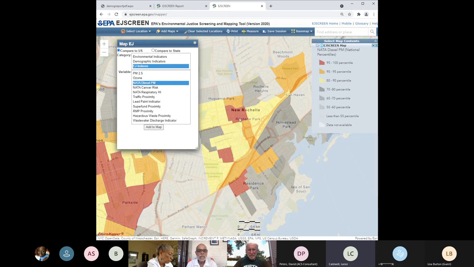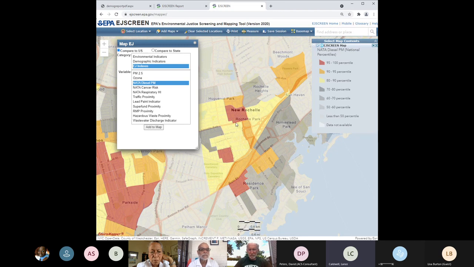Those who are living in these red areas are affected by diesel particulate matter in the air at a higher rate, because of their demographics, because of their race or their income, than 95 to 100% of block groups in the United States. So this is really the purpose of EJSCREEN. All the other things are worth considering when you're looking at cumulative impacts, but this screening is what makes EJSCREEN unique or novel.